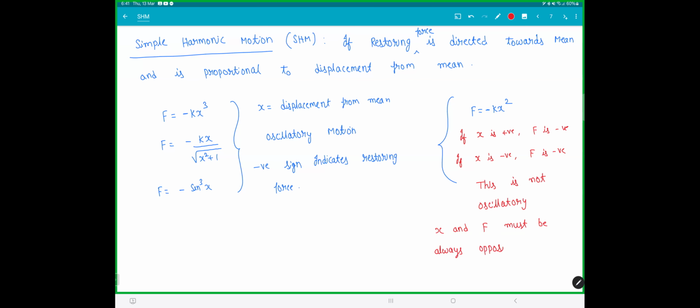That is how you classify something as oscillatory motion. Just put some constant, that's your problem. Just put some constant, okay, happy.